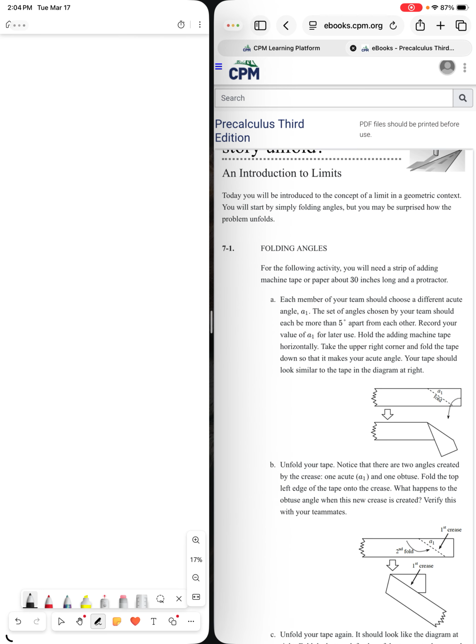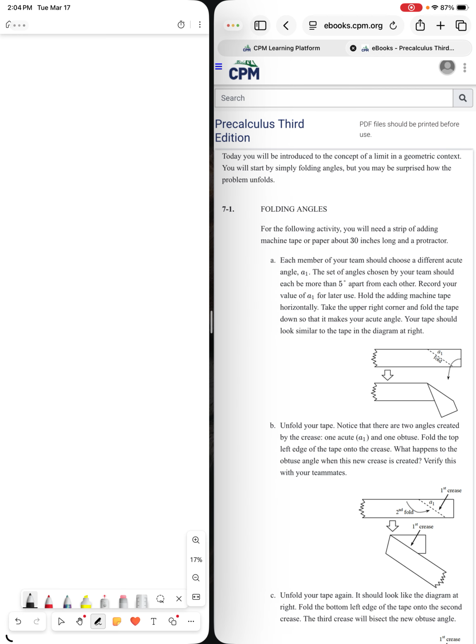And what you're going to do is choose an angle, and you're going to fold this paper. It doesn't matter what angle they choose, but they choose an angle and then fold the paper on that angle. So you have this adding machine paper, and you make a fold, and there's a fold there that looks kind of like that. Then you'll take the top left corner and fold it down so that it folds right on that crease.